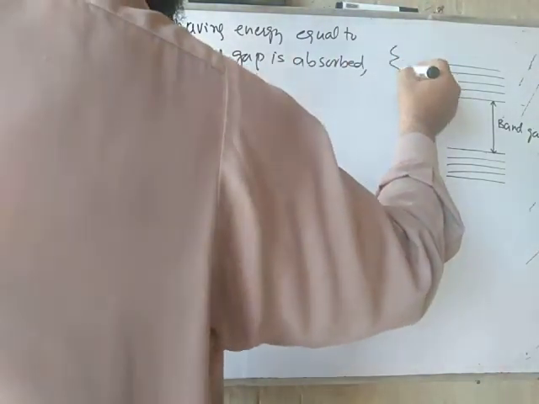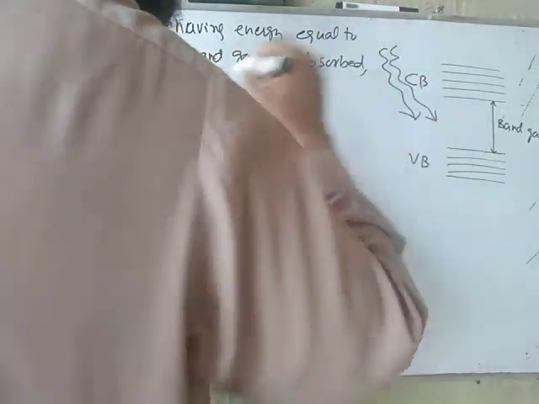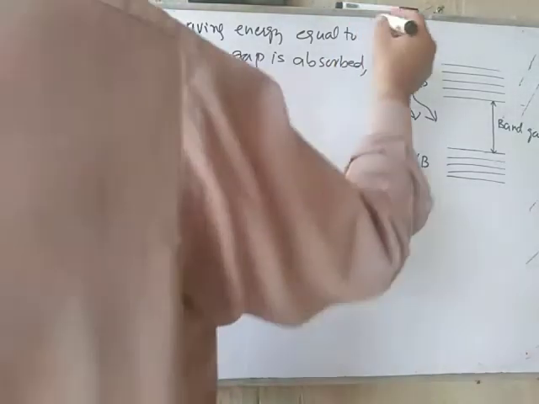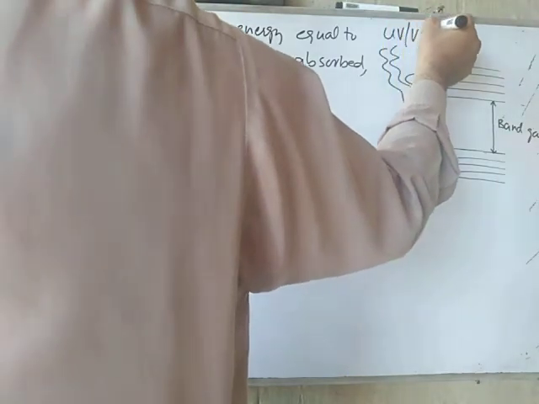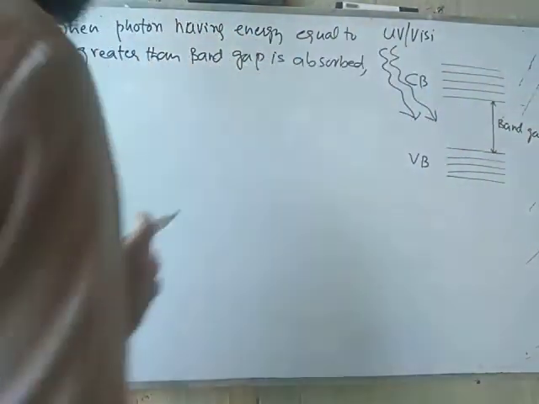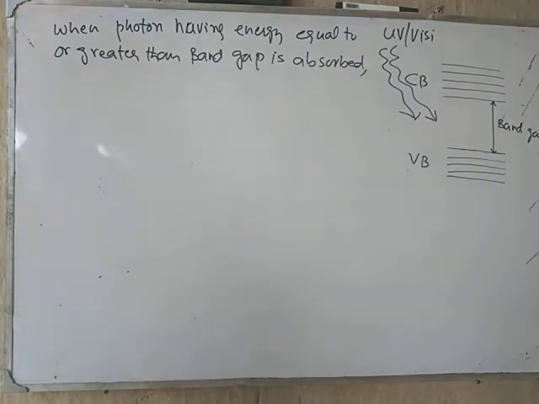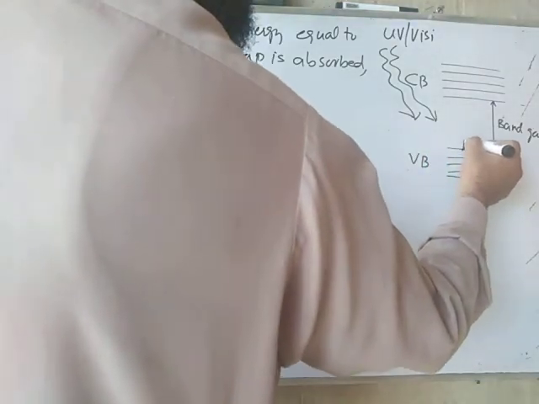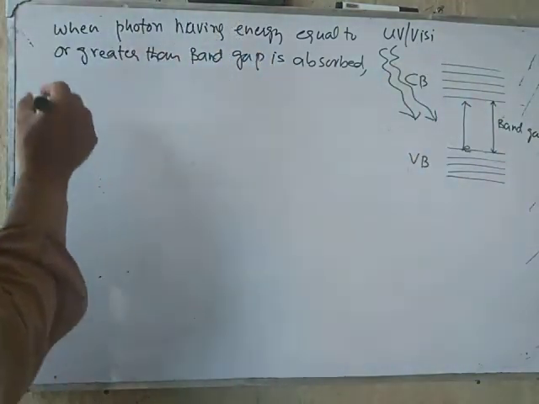When this semiconductor is irradiated with light, it is hit by a photon. Light can be visible or UV, depending upon the band gap of the semiconductor. So when it is irradiated, the light is absorbed by the semiconductor and an electron is excited from the valence band to the conduction band. यहाँ से electrons valence band से conduction band में excite हो जाता है.